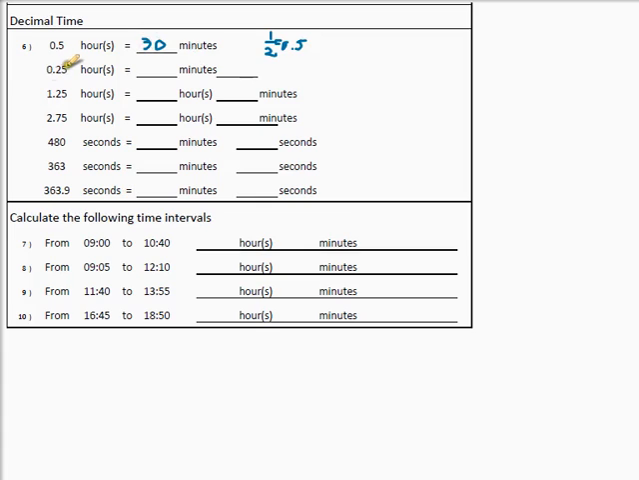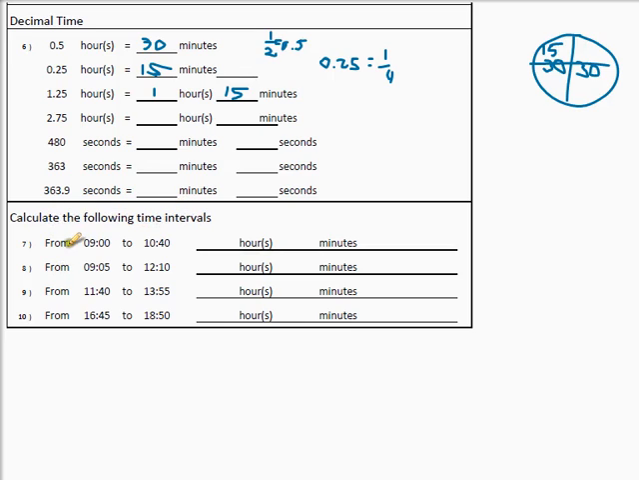Okay? What is 0.25? 0.25, as a fraction, is a quarter. And think of your clock. A half of the clock is 30. And a quarter of the clock is 15. So it is 15 minutes. So what would 1.25 hours be? It's 1 hour and 15 minutes because it's 1 plus 0.25 and so on. Okay, you try to do this.